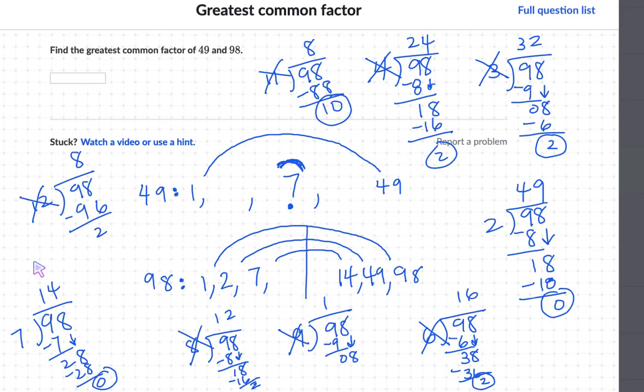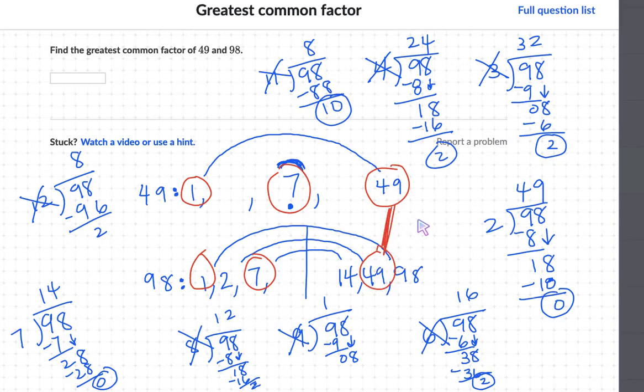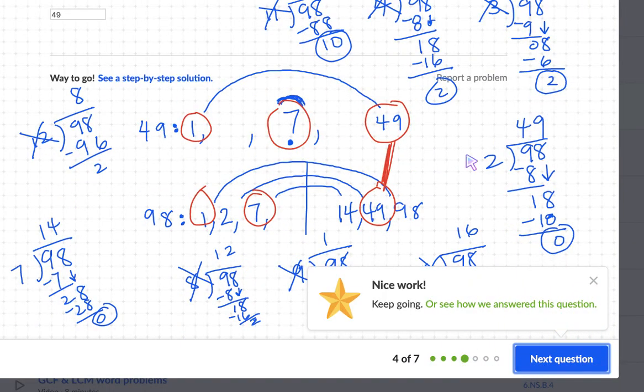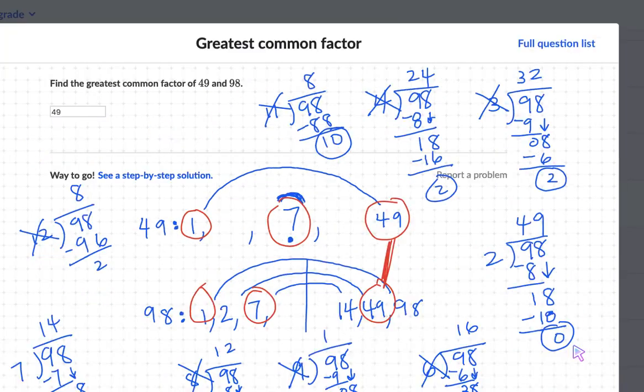So now let's circle our common factors. They both have 1. They both have 7. And they both have 49. Look at that. I wouldn't have thought that the greatest common factor would be that big, but it looks like it's 49. And remember, all this work is because 98 was such a big number.